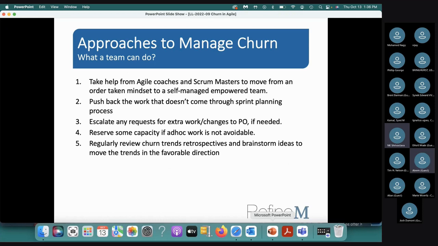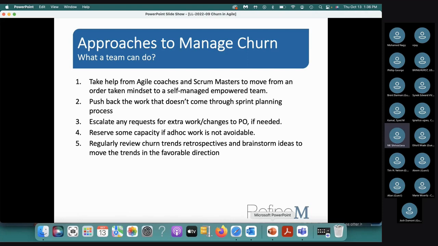So how do we manage churn? What a team can do. I have put this in what a team can do, what a PO can do, and what a Scrum Master can do. First of all, start with the team. The team is self-managed and empowered. If the team is not, then they should take help from Agile coaches and Scrum Masters to move from an order-taking mindset to a self-managed, empowered team. They should seek help: how do we move from this order-taking mindset to a self-managed empowered team? Agile coaches and Scrum Masters can help.